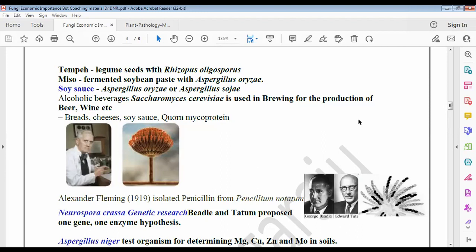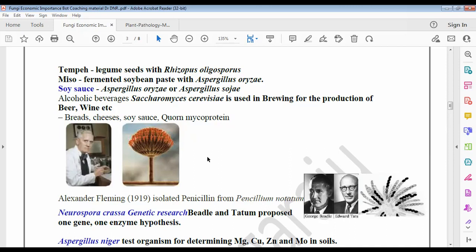You know the cheese: Penicillium camemberti and Penicillium roqueforti. Don't forget the two, Penicillium camemberti and Penicillium roqueforti. And you see the Penicillium structure, how it is. So nice. You know the penicillin was isolated from Penicillium notatum.